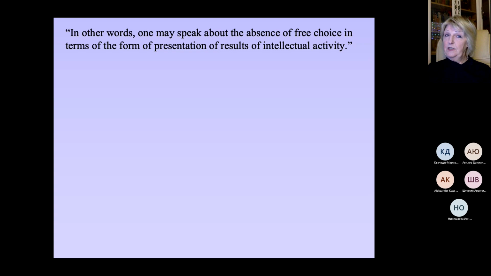It was published in a Scopus journal, a Russian Scopus journal. It was written by two authors, one of whom was British. Do you think this particular sentence belongs to the British author or to the Russian author? Switch on your microphone. Was it written by a British author or a Russian author?